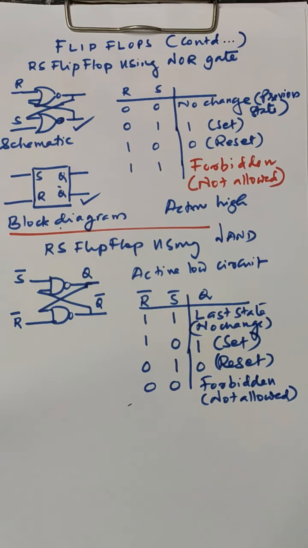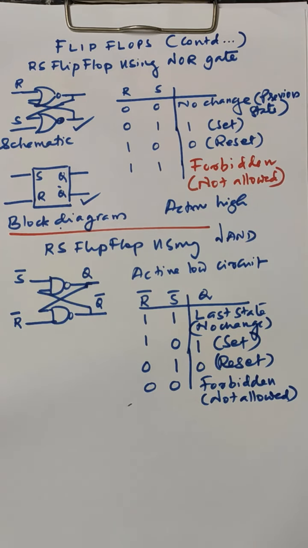By using an RS flip-flop like this, we should take care that both inputs should not be 0 0, because the flip-flop will not function properly. So this is the forbidden condition for the RS flip-flop using NAND gate.